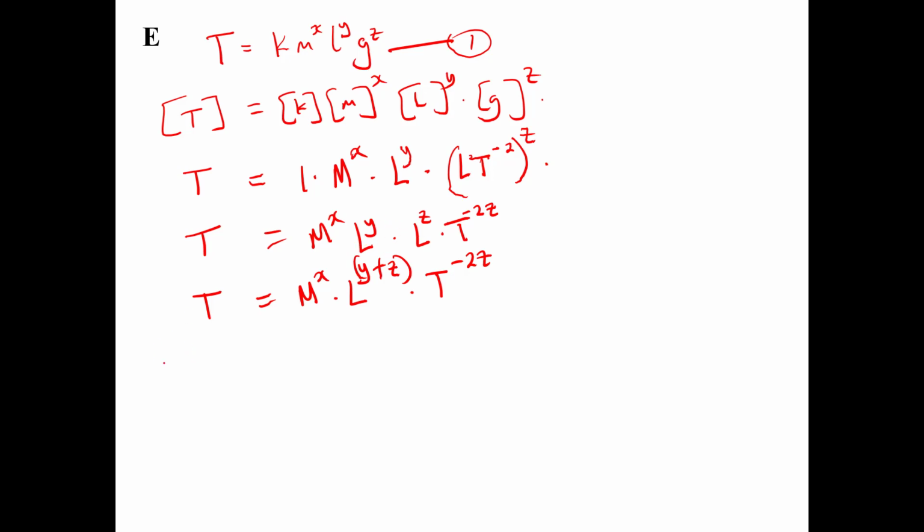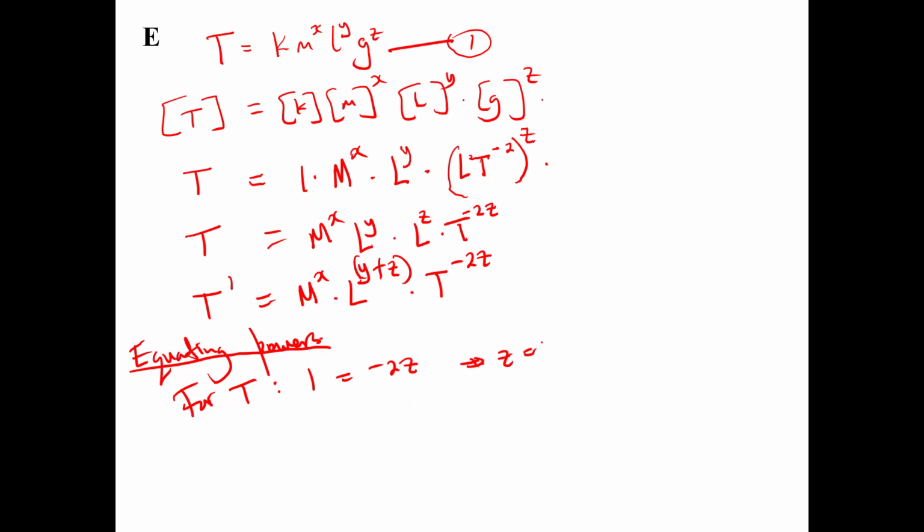Now when you reach this step, we're going to equate powers. So equating powers to find the values of x, y, and z, we shall begin with T. For capital T, the power of T here is 1, so we have 1 on the left hand side being equal to negative 2z. This implies therefore that our z is equal to negative a half.